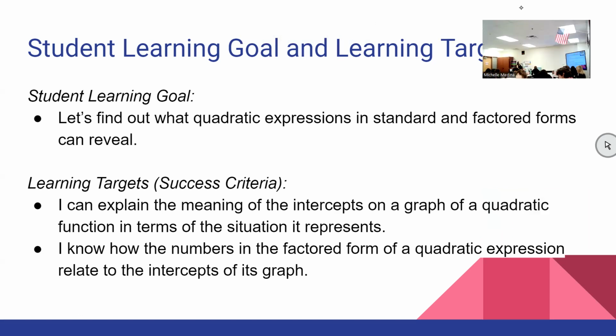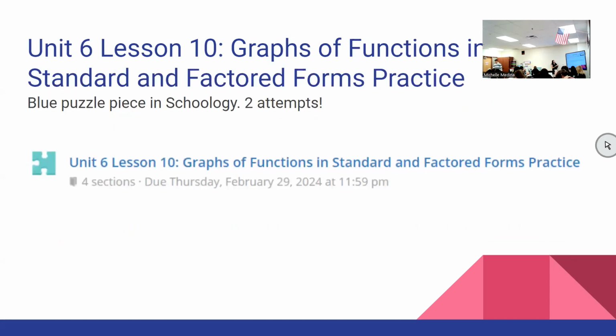We'll see them again. By the end of the lesson, you need to be able to explain the meaning of the intercepts on a graph of a quadratic function in terms of the situation it represents, and know how the numbers in factor form of a quadratic expression relate to the intercepts of a graph. I record every day, like I'm recording right now. I'll update this link. Puzzle piece is lesson 10.